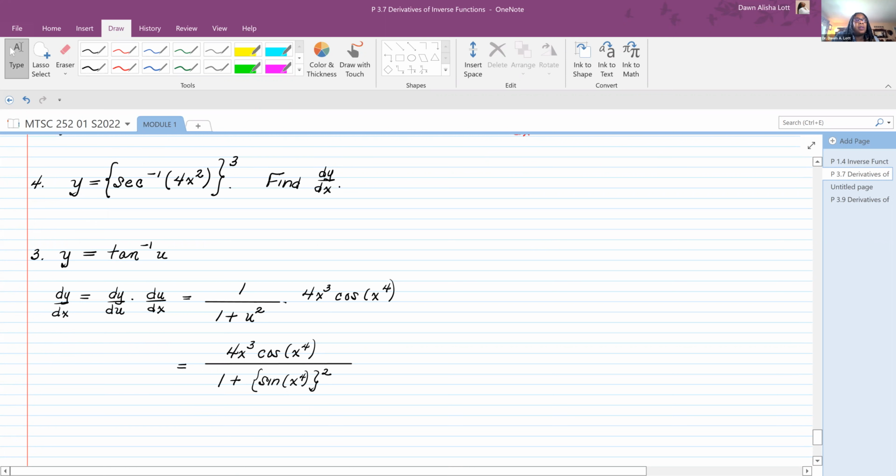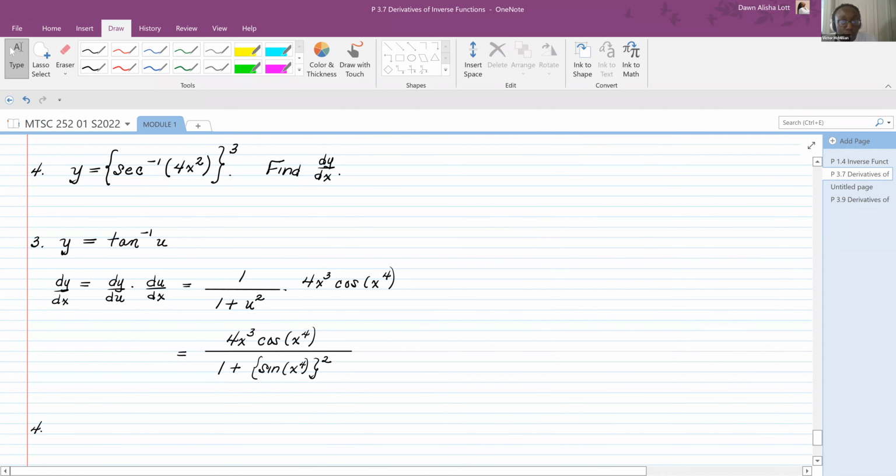Okay. Anybody want to walk through number 4? You would first use a u substitution for the outside, where you have u to the third. Okay, so good. So y is u cubed and u is the stuff inside. I agree with you on that.